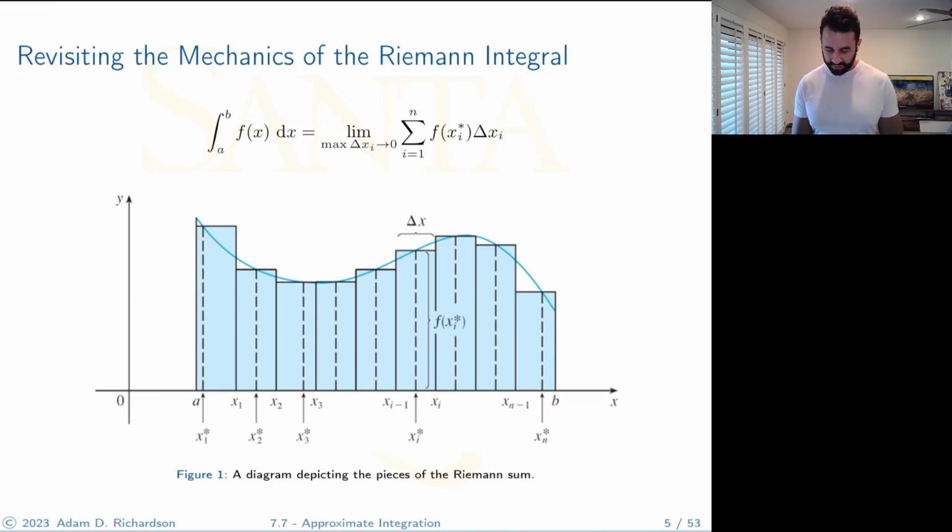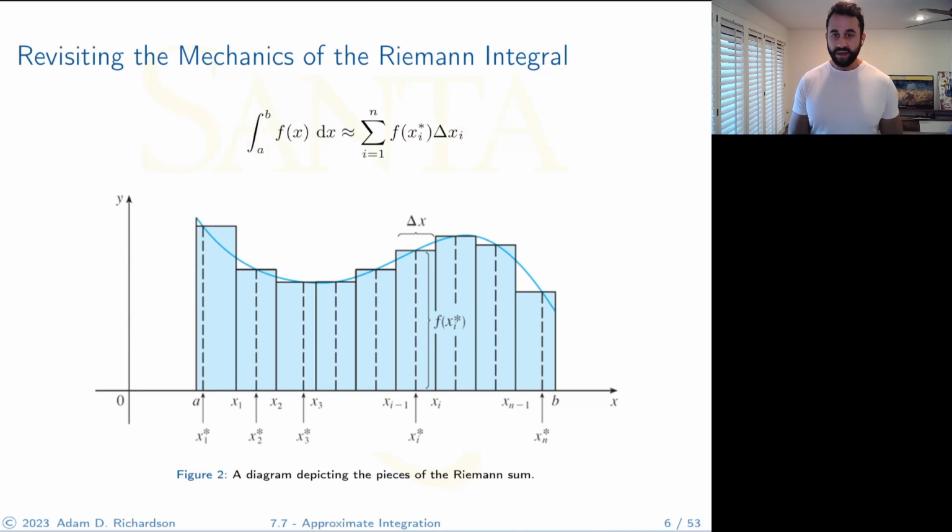And then you evaluate the function at that point. And basically you just take the height, right? Maybe I'll do this right here. You take this height. That is the value f of x sub i star. That's what you get right there. And then you can find the area of the associated rectangle, because the area is just this height times this width, and then you add them all up.